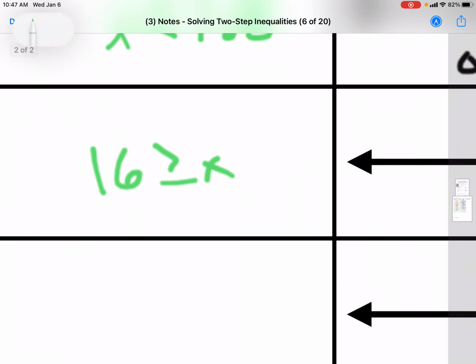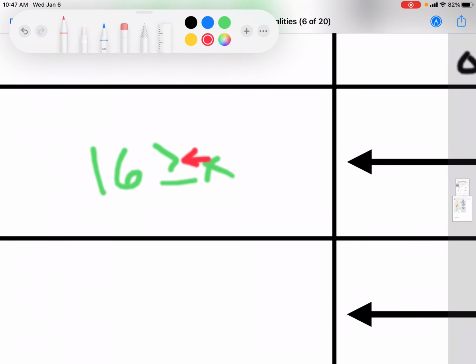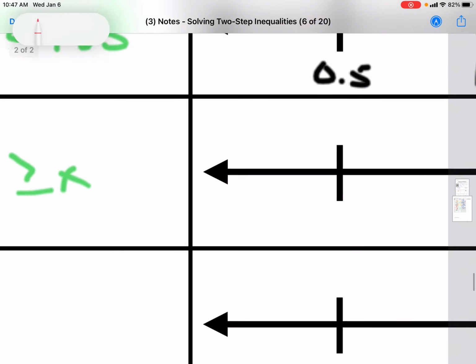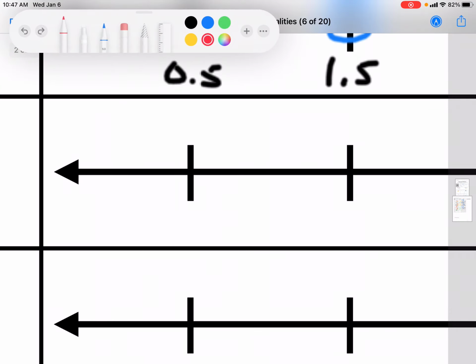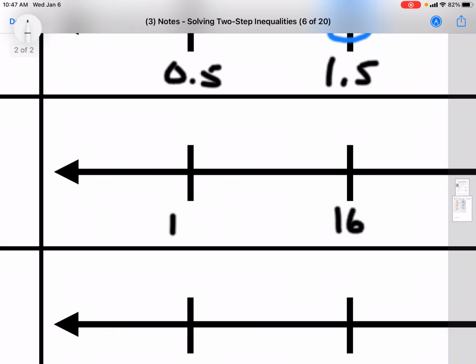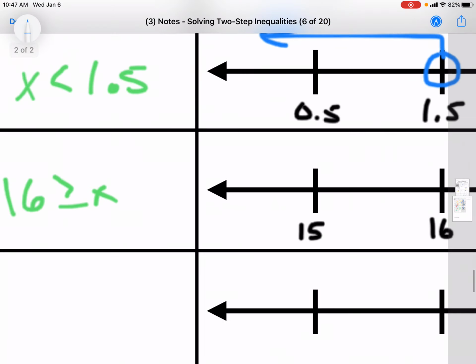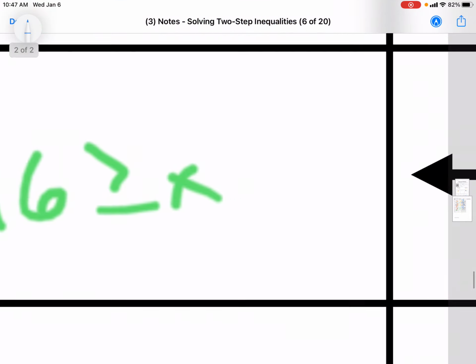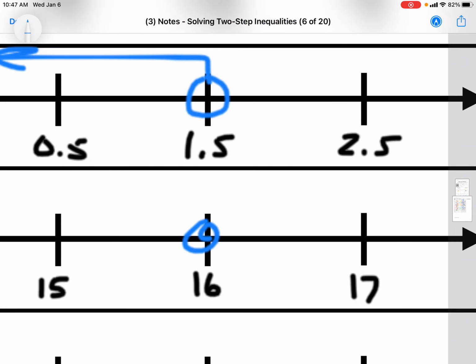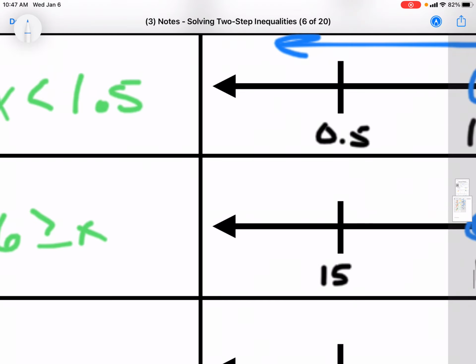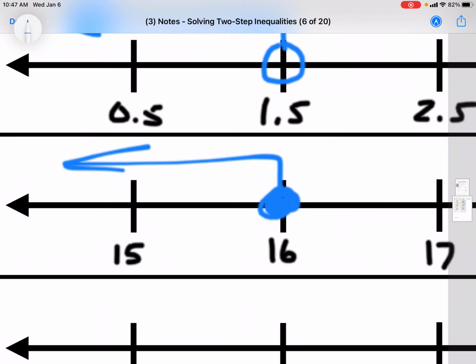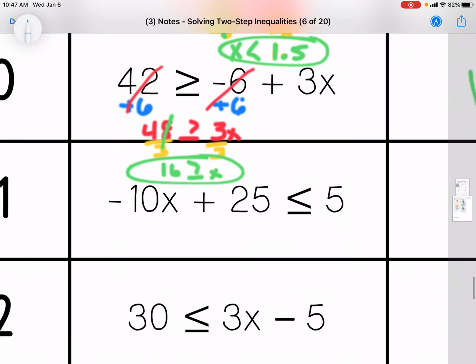So the tail is pointing in red there. The tail is pointing to the x, so the x is less than. Open or closed? It's closed because of that equal sign there underneath the gator. X is less than, so less than goes to the left. Two more and we're done.